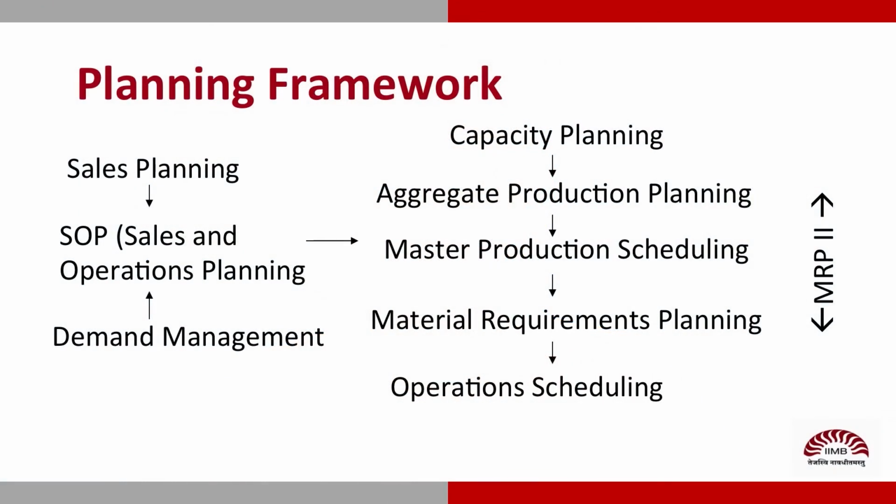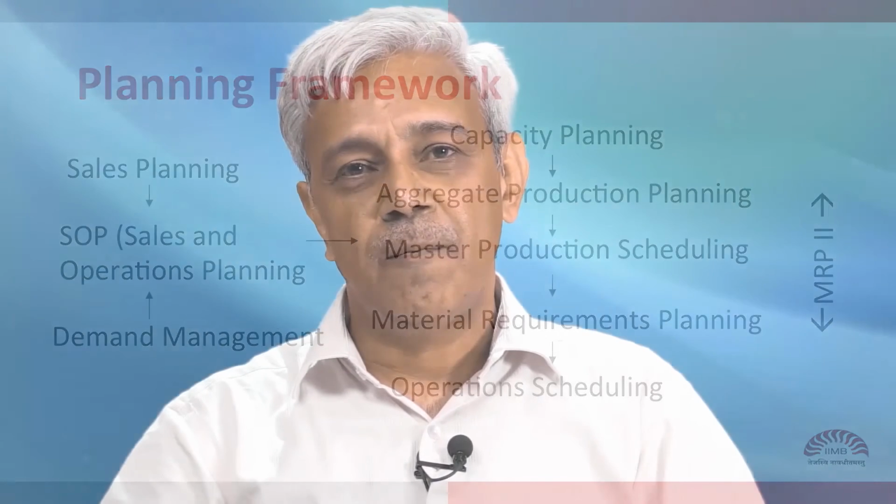But in this hierarchy, as we said, partitioned problem together may not give optimal solution. We have to have a mechanism to integrate these various hierarchies, and that is what we call MRP2, manufacturing resources planning. Because the acronym turns out to be the same as MRP, we call this MRP2 to differentiate from material requirements planning, which is MRP.